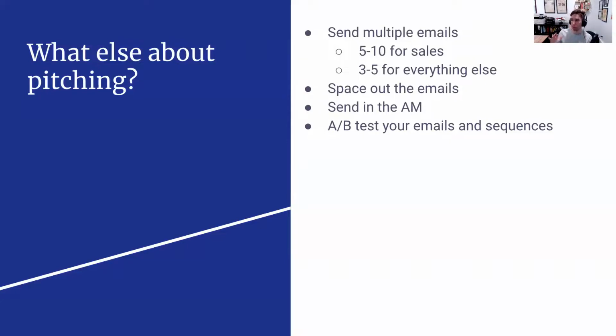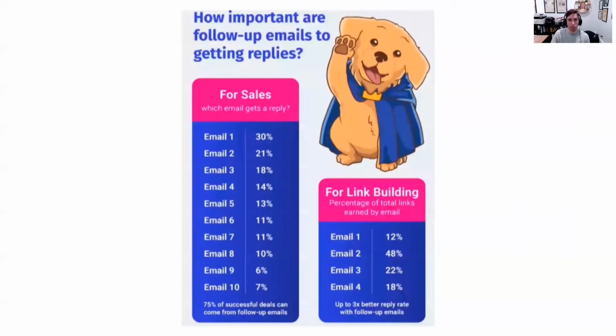But also, I recommend A/B testing your emails and your sequences. Try out different variations, something as simple as a different subject line, and see which gets a better open rate. Try out different copy to see which gets a better reply rate. You can try out many different variables to see how you can better improve your responses.